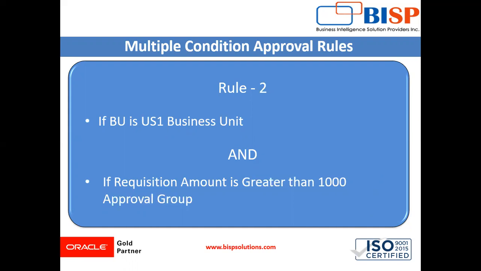Auto approval. And under rule 2, if the BU is the US1 business unit with the AND operator and the requisition amount is greater than 1000, according to this rule it should be approved by the approval group, right? So right now we don't have any approval group. So first of all, we are going to create the approval group, and after that we define rule 1 and rule 2 under the purchase requisition approval, right? So let's move on to the application.